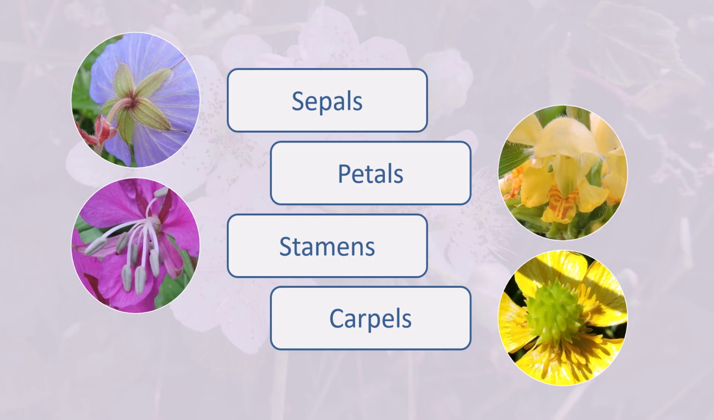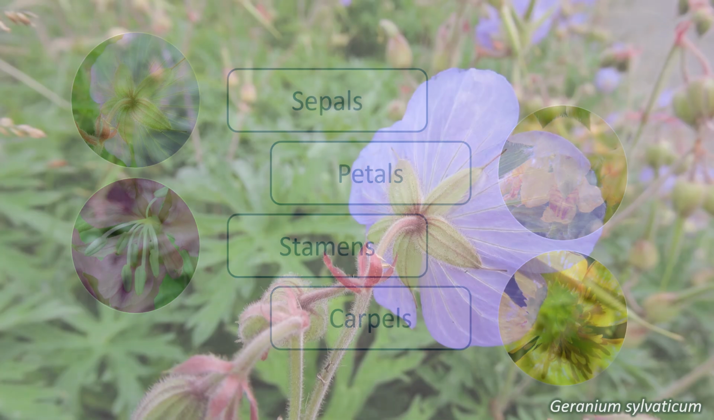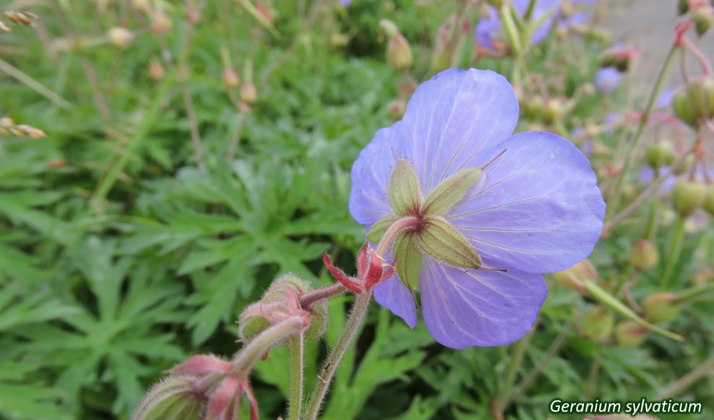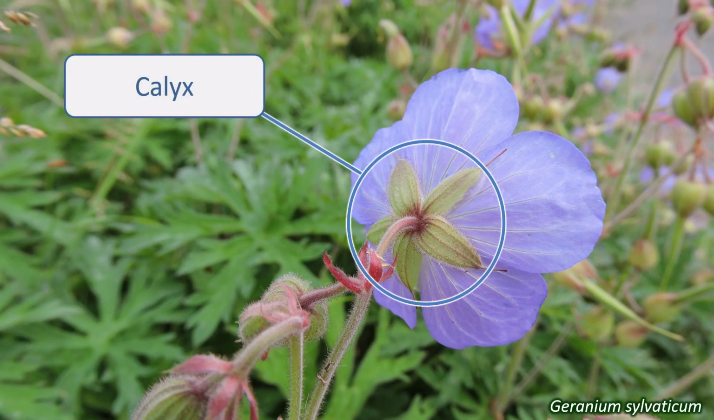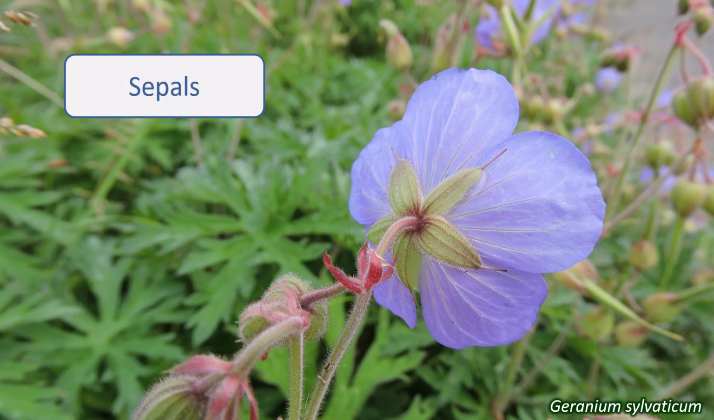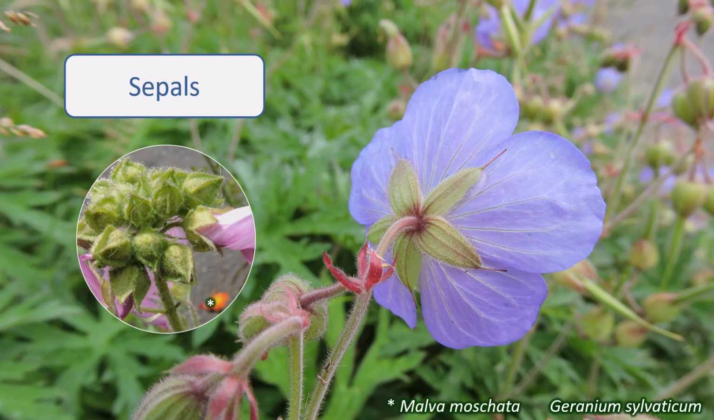Flowers are constructed in whorls of organs, circles of parts around a central point. Let's start from the outside and work in. The outermost whorl is the calyx. The calyx is the collective term for the sepals. The sepals protect the flower while it's developing in the bud. They're mostly green, but not always.